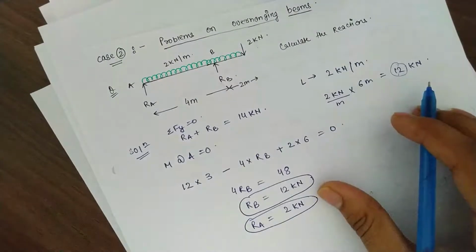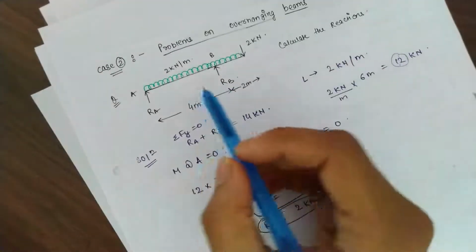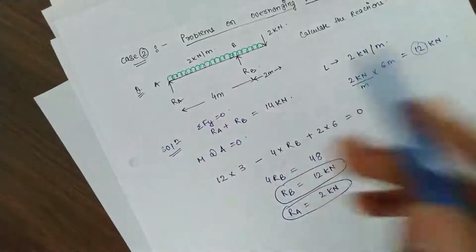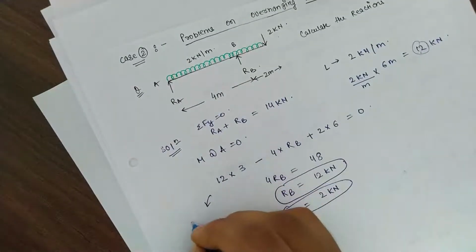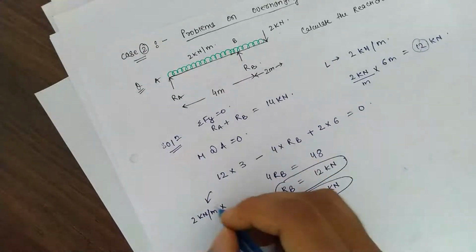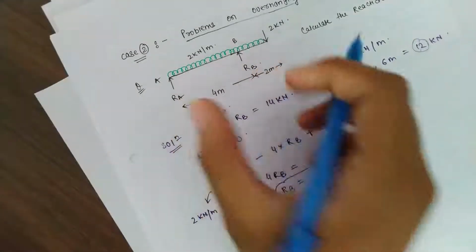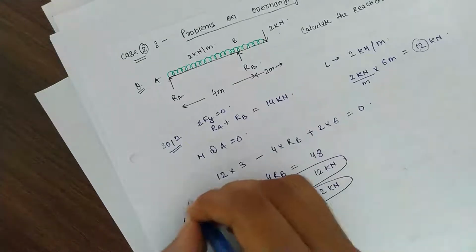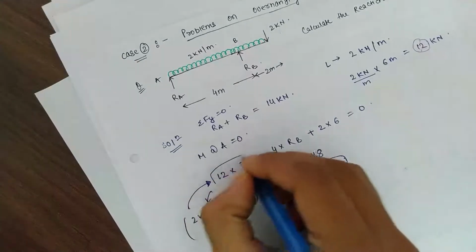See, whenever you are calculating the moment for a uniformly distributed load, what you do is, this is the load which is given to you, 2 kilonewton per meter, multiply it by the total span, which is 6 meter here, and then the CG distance, that is 6 by 2. That is what I have done here, 12 into 3.